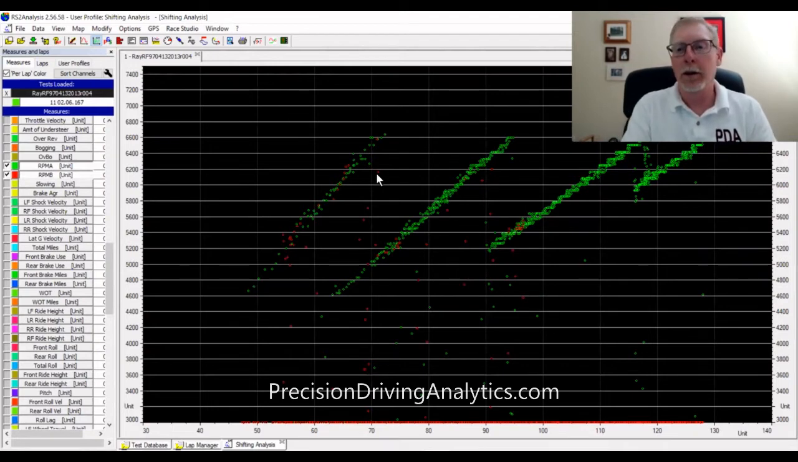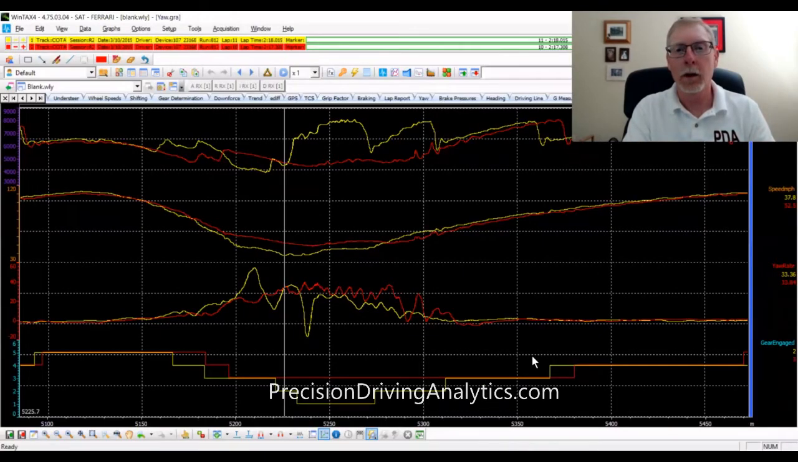So, I'm going to show you an example of what can happen if things go wrong, and if the driver downshifts too soon. All right, so this is the same driver, two different laps. The traces that we're looking at here are RPMs, the top, speed, yaw rate, and gears. The red lap was a good lap. The yellow lap is when things kind of went haywire, as you can see in the yaw rate going up and down here. So why did this happen?